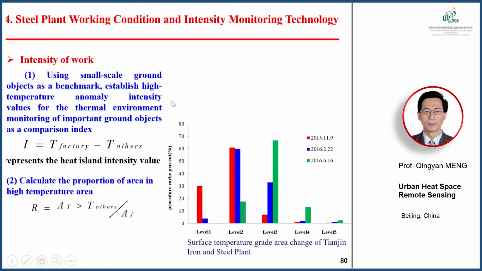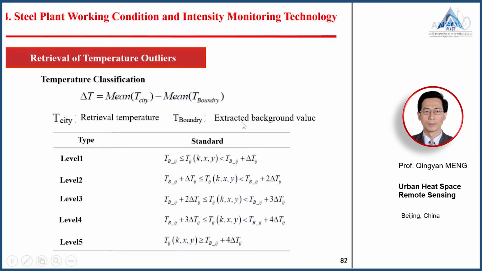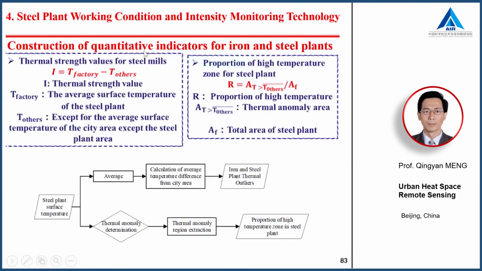Okay, so this is the intensity of the working, and we use the different levels to calculate the proportion of the area in the high temperature areas. So this is some retrieving result, the different levels, and we also develop some comparative indicators. You see, we can use the thermal stress value for the steel mills. We use the temperature of the factory and the other area temperature. I is the thermal stress value. T factory is the average surface temperature of the steel plant and the other area. And also use the proportion of the high temperature zone for the steel plant.